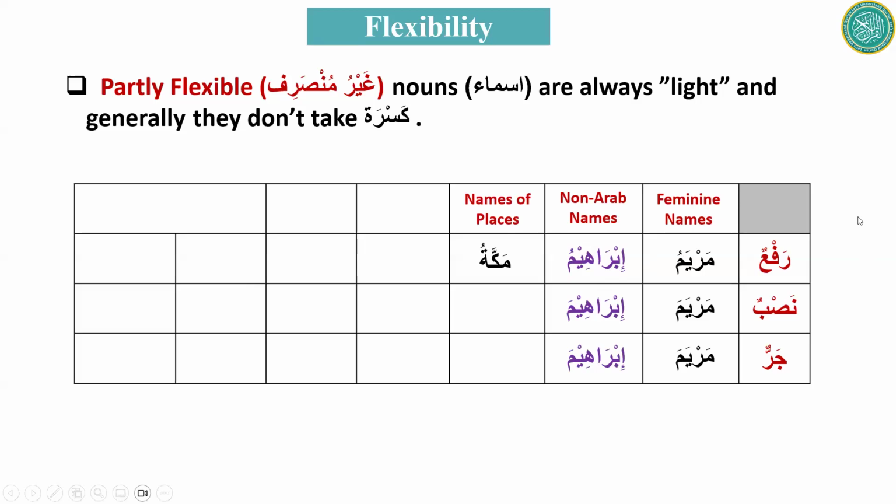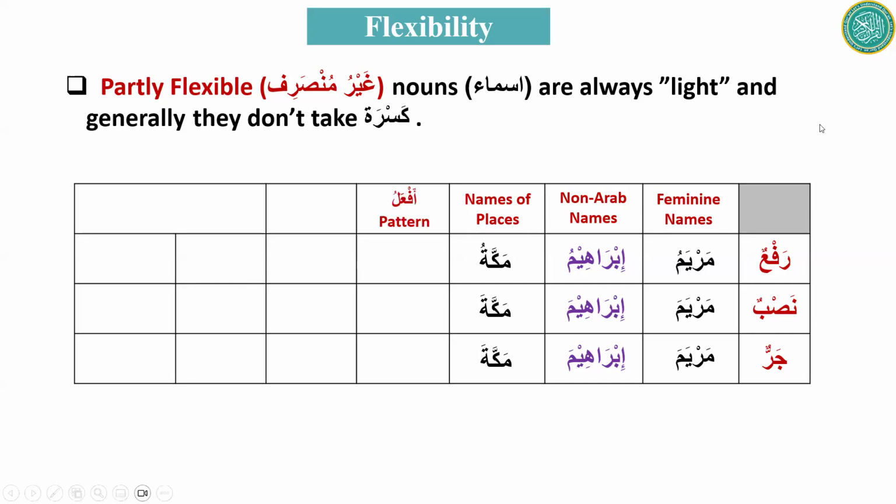Next category, names of places. So Makkatu, you cannot say Makkatun. Any proper names of places are partly flexible, and that is why they're always light and they don't take kasra. So even the jar form will be Makkata, not Makkati. Makkatu, Makkata, Makkata. Misru, Misra, Misra, Egypt. Something like that.